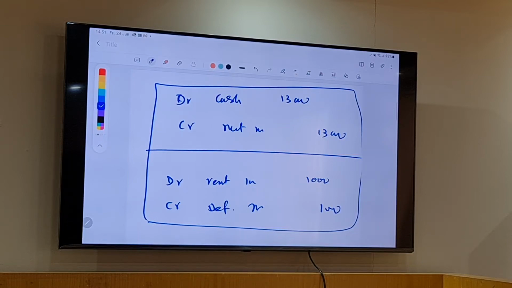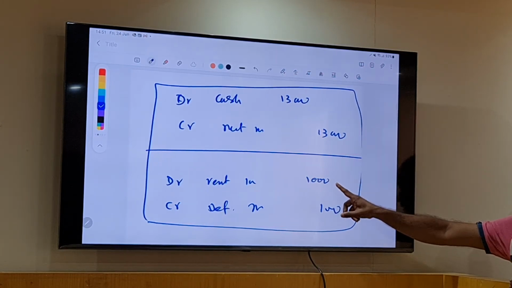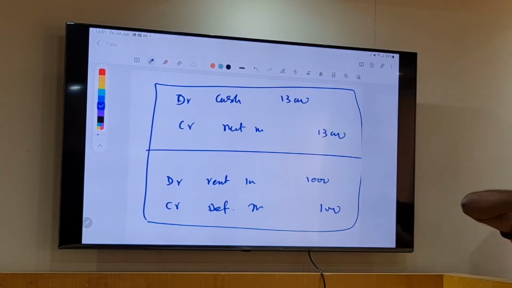See, brother, to understand this, you should understand this entry. If you understood this entry, this is clear. He recorded more income by 1,000. But the book is now giving you the answer to reduce that by 1,000, to decrease income. So if you decrease 13,000 by 1,000, how much will it end up? 12. Okay. Understood or not? God willing, understood. Okay. Others okay?